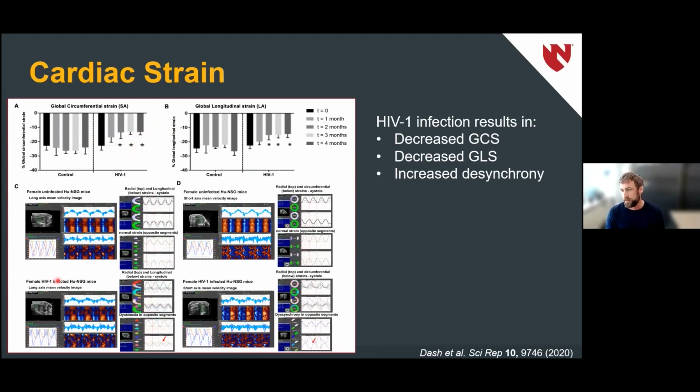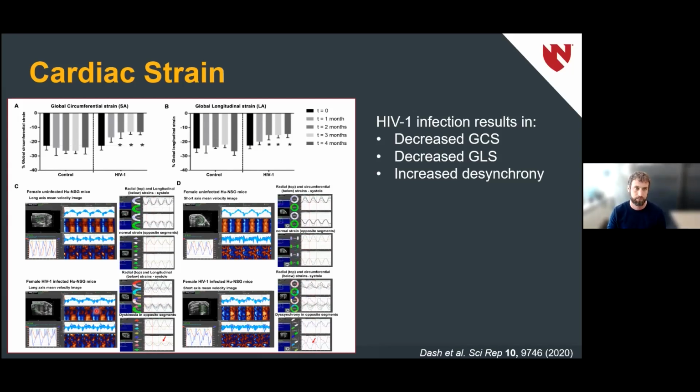I know there's a lot going on down here, but in the uninfected mice, you can see that the changes are more uniform. Whereas when we look at the infected mice, we see a lot more dysynchrony. There's a lot more color change throughout, showing that the different parts of the wall aren't working together. There's a lot more dysynchrony with each cardiac cycle.